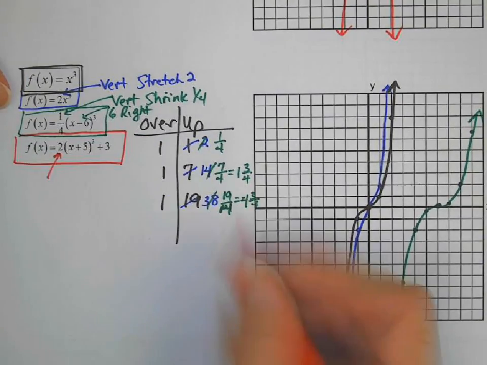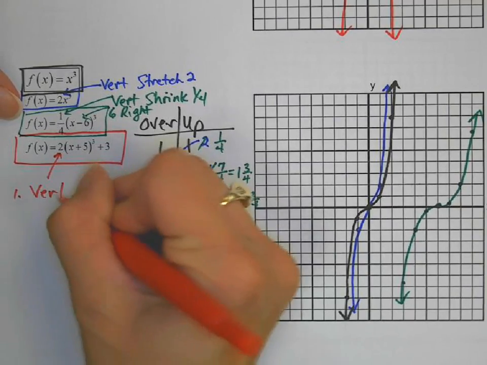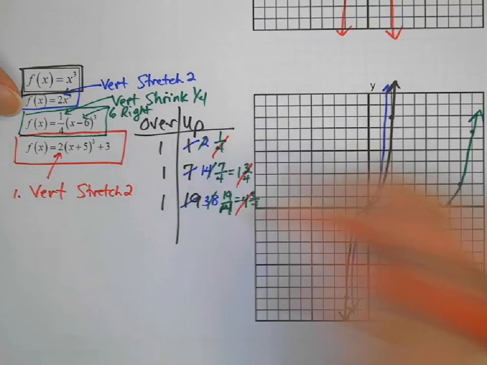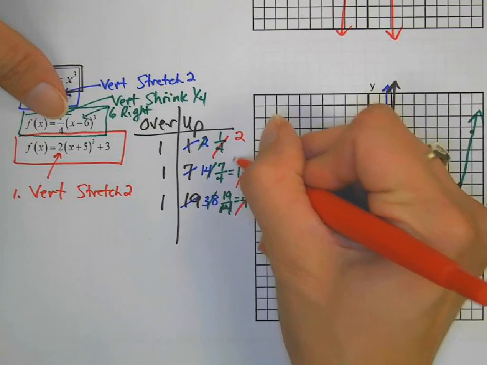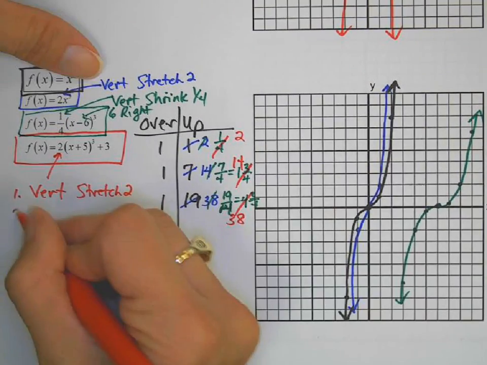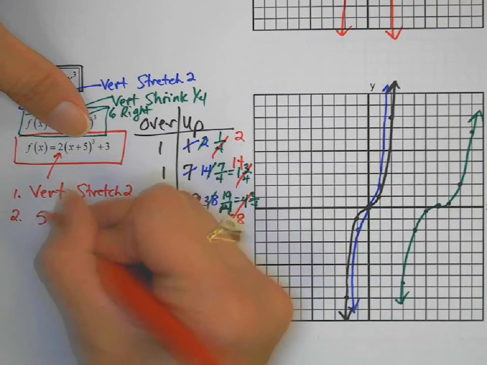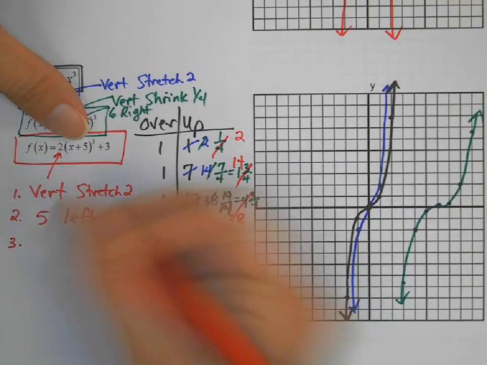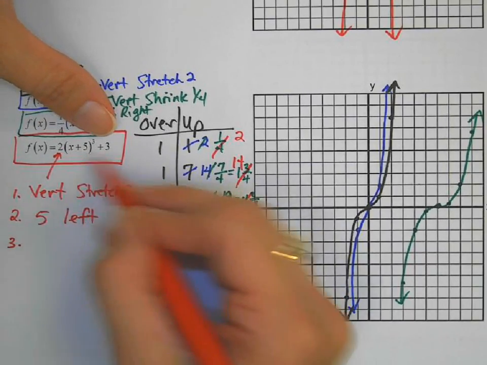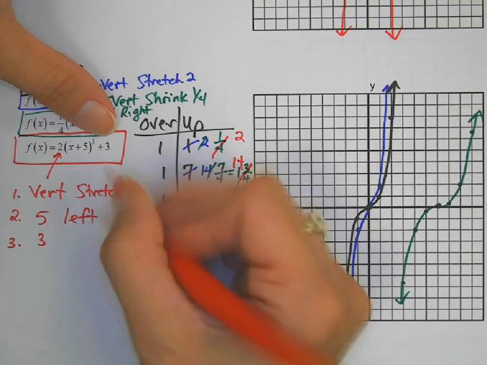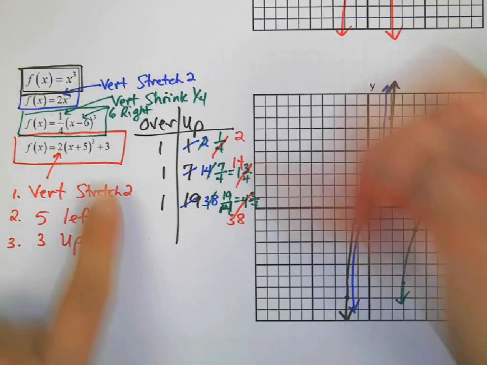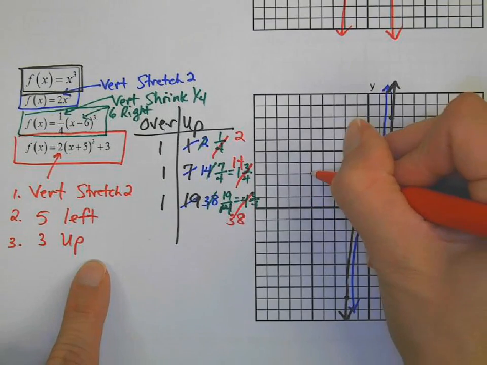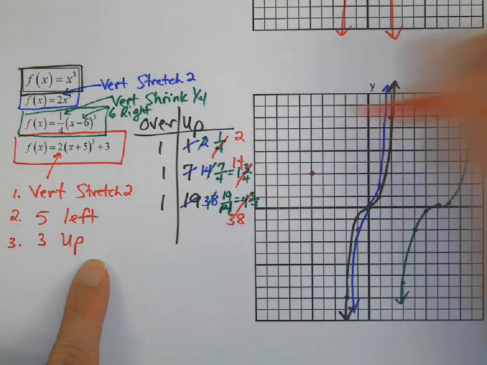Okay, the final cubic. There is a 2 out in front. That means vertical stretch by 2. So the numbers are going to be 2, 14, 38. Step 2, I see a 5. Which direction is that going to be shifting? Yep, 5 to the left. And step 3, I see a +3 outside the cubic. Outside means you go up 3. Okay, I've got the vertical stretching happening right here. We have to start 5 to the left and 1, 2, 3 up. And other than that, it's going to be facing the same way.